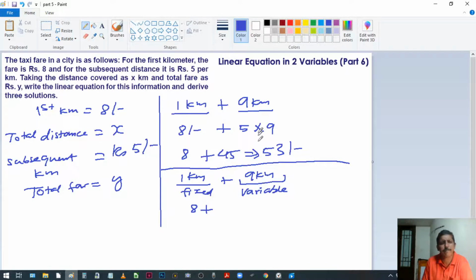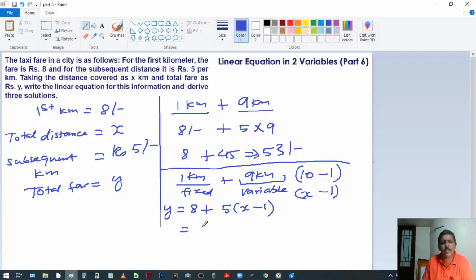What is the price for every kilometer? It is 5. Then the total kilometers we have traveled is x. Suppose in this situation 10 kilometers, so 10 minus 1 is 9, because 1 is already taken here. The total number of kilometers, 10, is called x. So x minus 1. We put that here, x minus 1. When you do this calculation you get the y answer.